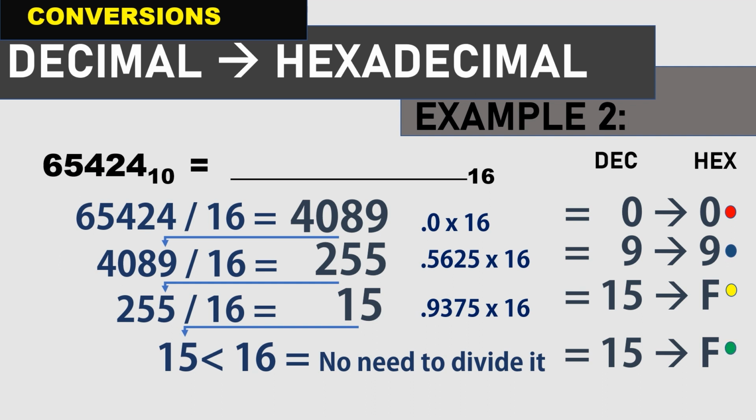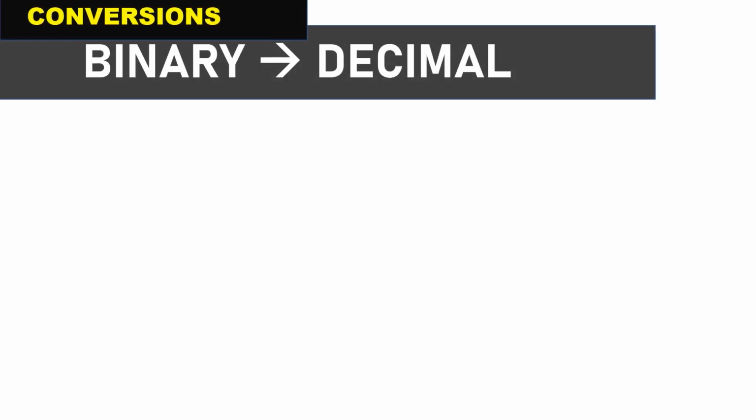So this is our indicator. The indicators start from red, followed by blue, followed by yellow, and followed by green. So that is how you're going to write your converted digits. So the final answer for that is FF90.